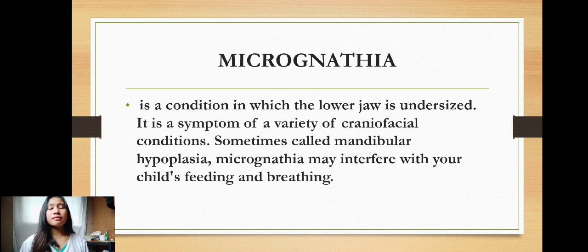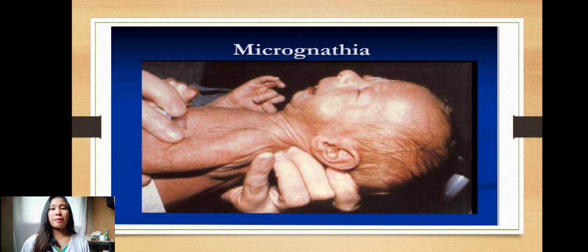Example: micrognathia is a condition in which the lower jaw is undersized. It is a symptom of a variety of craniofacial conditions, sometimes called mandibular hypoplasia. And also, micrognathia may interfere with your child's feeding and breathing. Most cases of micrognathia are congenital, which means that children are born with it. Some cases of micrognathia are due to inherited disorders, but in other cases, it's the result of genetic mutations that occur on their own and don't pass down through families.